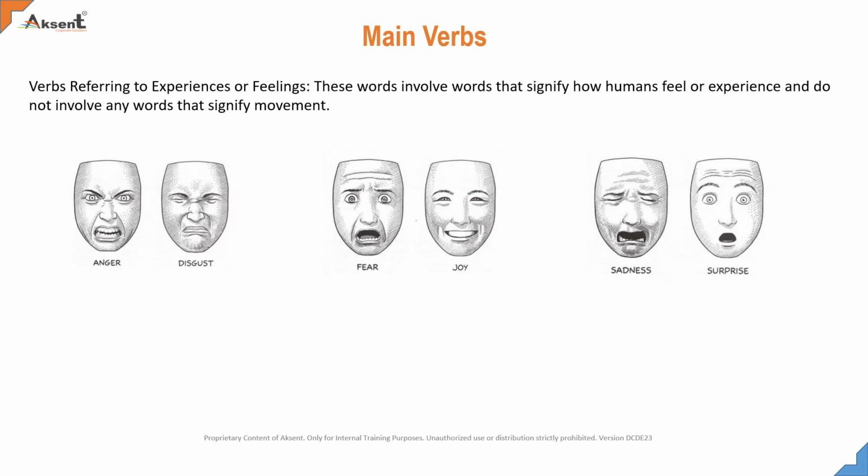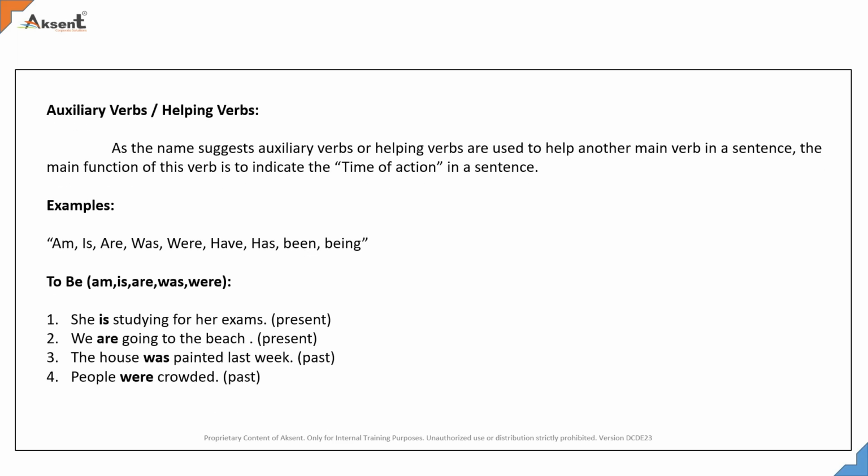So now we're going to learn about the second category, which is called auxiliary verbs. They also have another name, which is helping verbs. So as the name suggests, auxiliary verbs or helping verbs are used to help another main verb in a sentence. The main function of this verb is to indicate the time of action in a sentence.